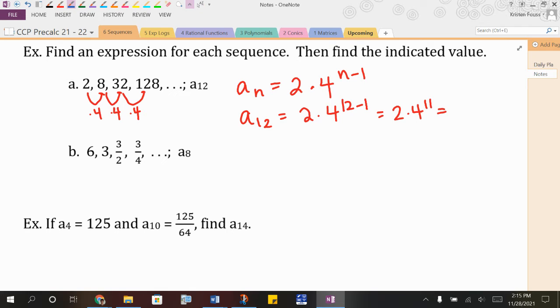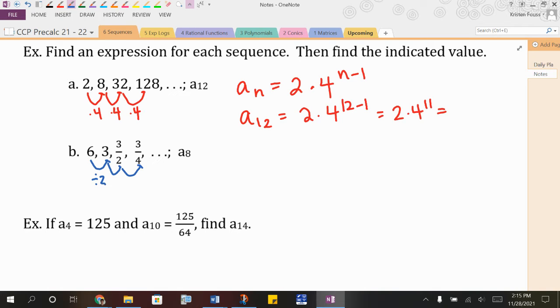We are given the expression 6, 3, 3 halves, 3 fourths, dot, dot, dot, and we're asked to find A_8. So again, I want to start by identifying R. Let's just make sure that this actually is geometric. So when we go from 6 to 3, or 3 to 3 halves, or 3 halves to 3 fourths, it looks like we're dividing by 2.